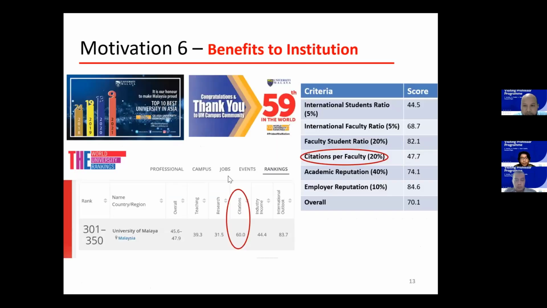Example for UM, my university. The recent ranking, UM got number 59 in the world. If you look at the marks here, this is the score. The citation per faculty, we still have not gotten a good mark. Still 47, less than 50. Although we only started focusing on publication not too early, around 2009 when we got the new VC.